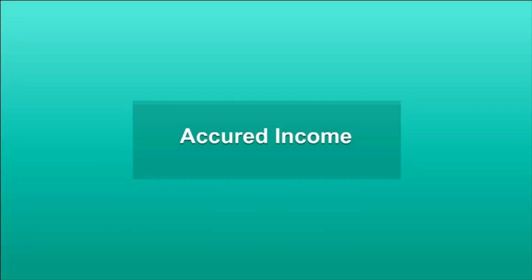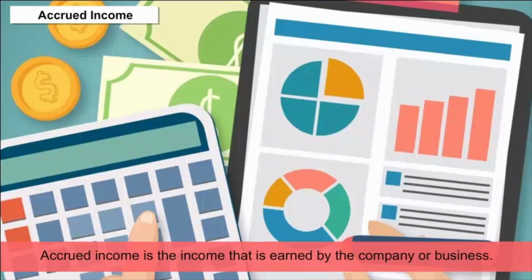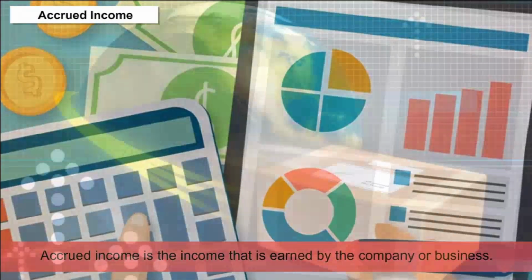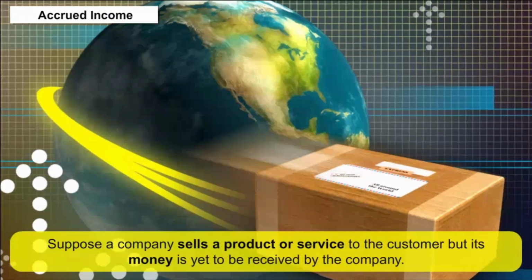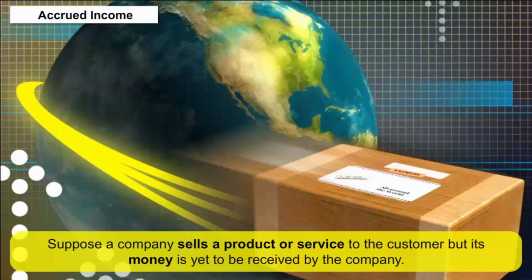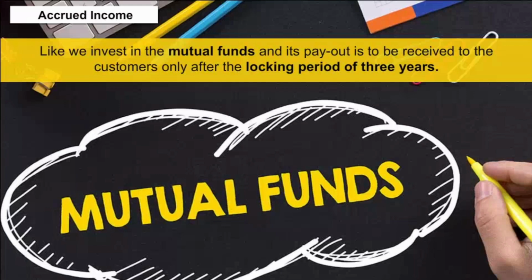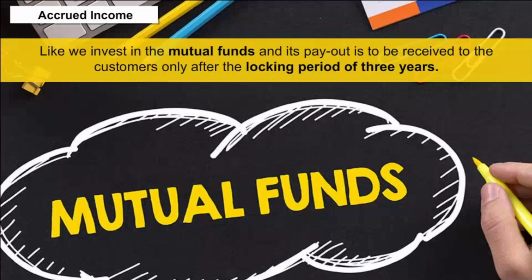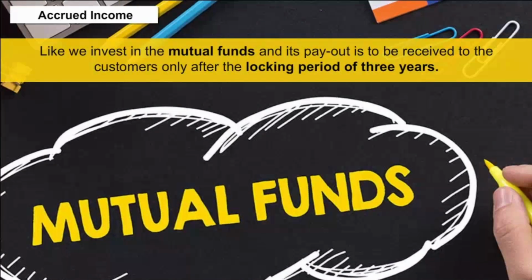Accrued income. Accrued income is the income that is earned by the company or business. Suppose a company sells a product or service to the customer, but its money is yet to be received by the company. Like, we invest in the mutual funds and its payout is to be received to the customers only after the locking period of 3 years.